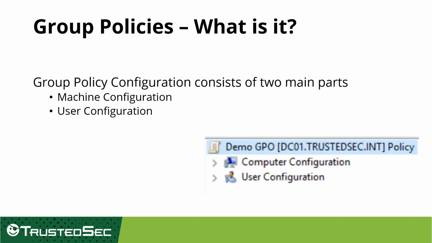There are two main parts of a group policy object: the user and machine configuration. When configuring settings in the machine configuration, it only applies to the machines that the group policy object is linked to. When you configure user configuration settings, it only applies to the users the group policy object is linked to.